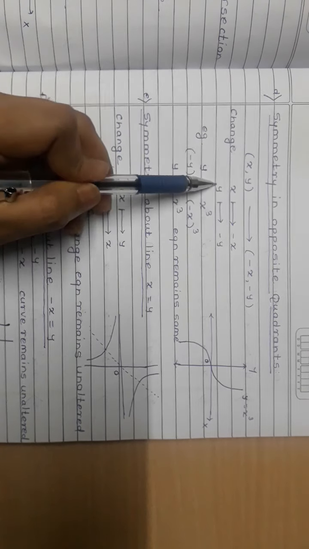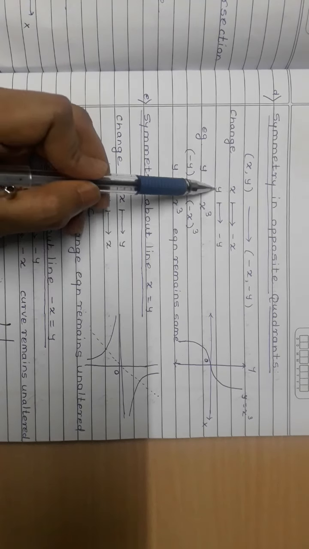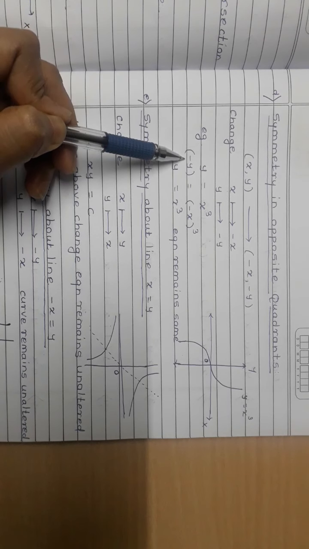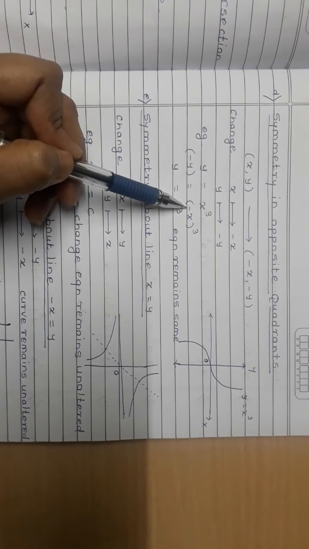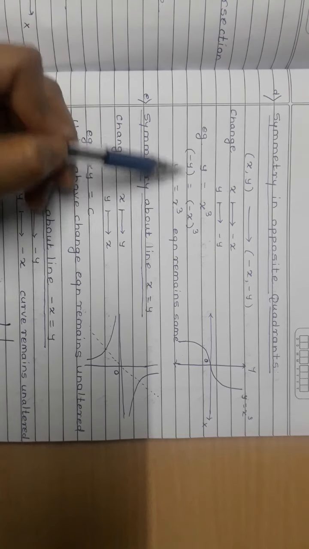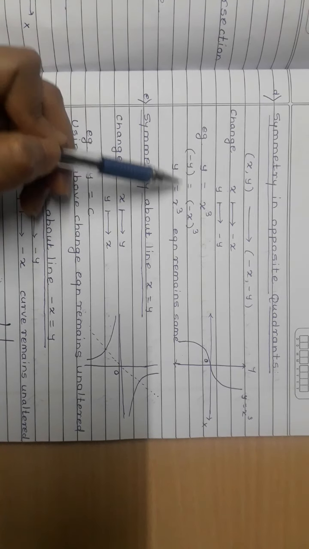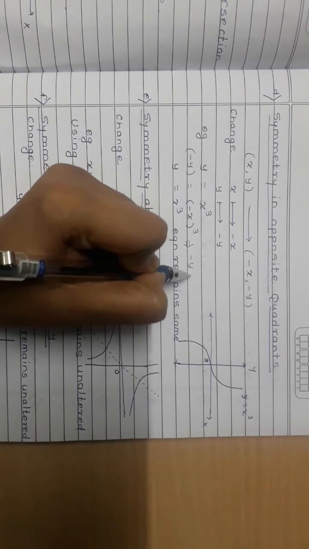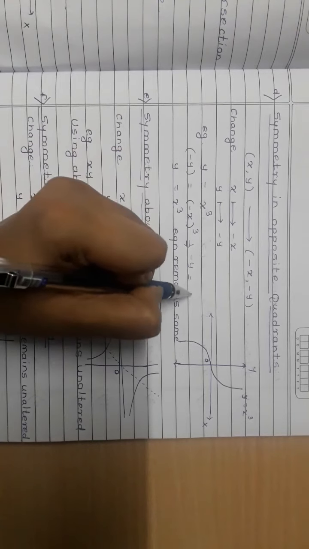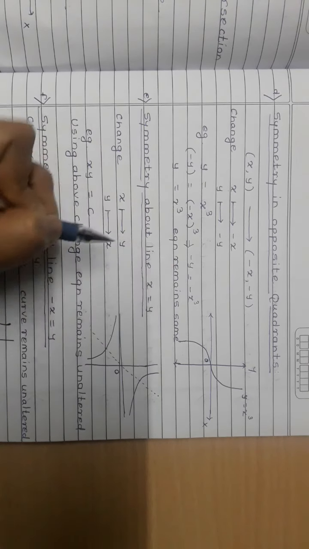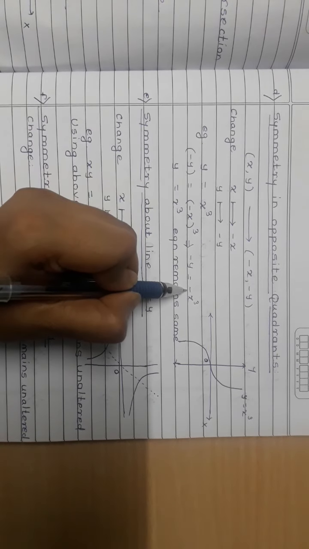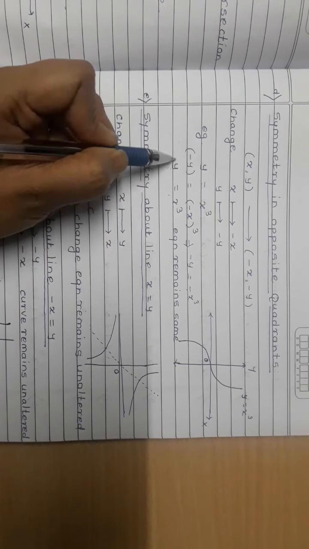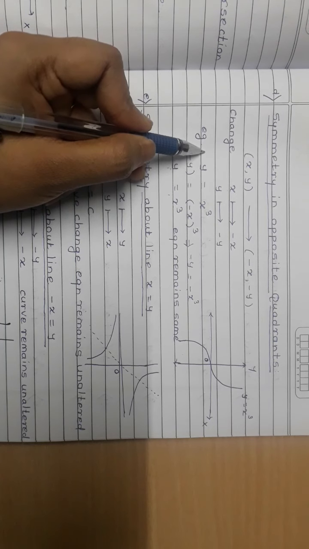Now what is the condition? Changing x to minus x and y to minus y, right? So I'm going to substitute y equal to minus y here and x is equal to minus x here. So if I substitute this, minus y, this is same as minus x whole cube is minus of x cube, right? So minus minus sign get cancelled and I get the equation back y equal to x cube, which is same as the given curve, right?